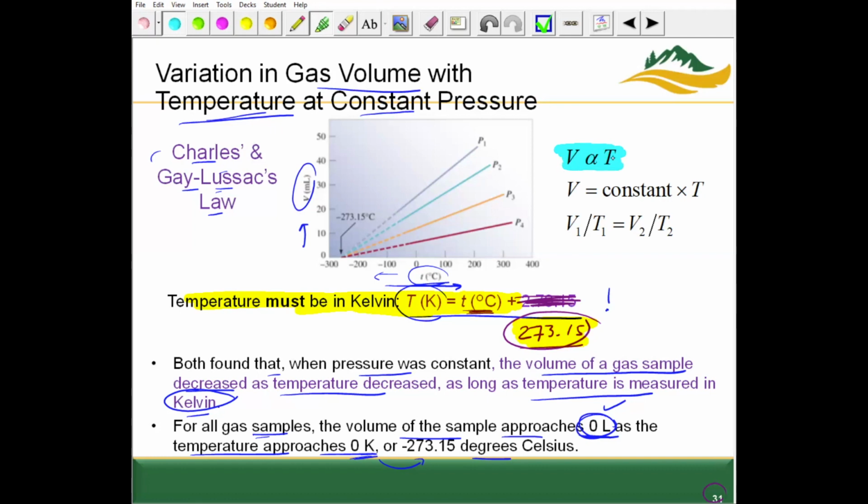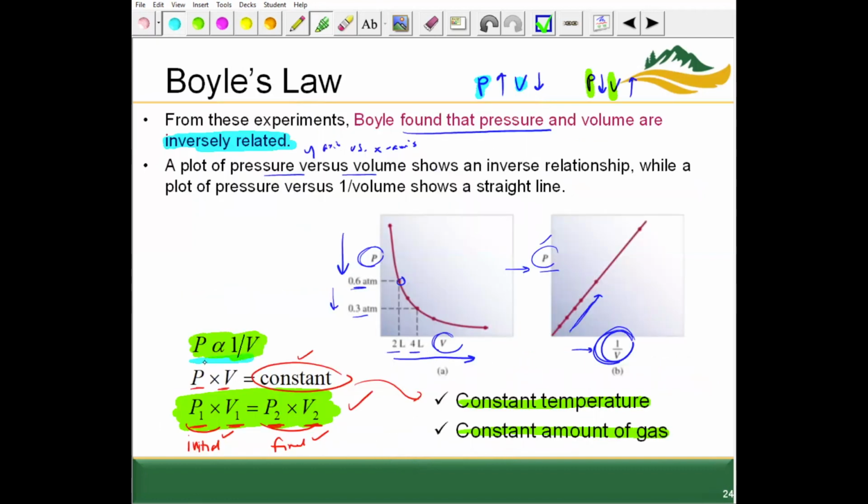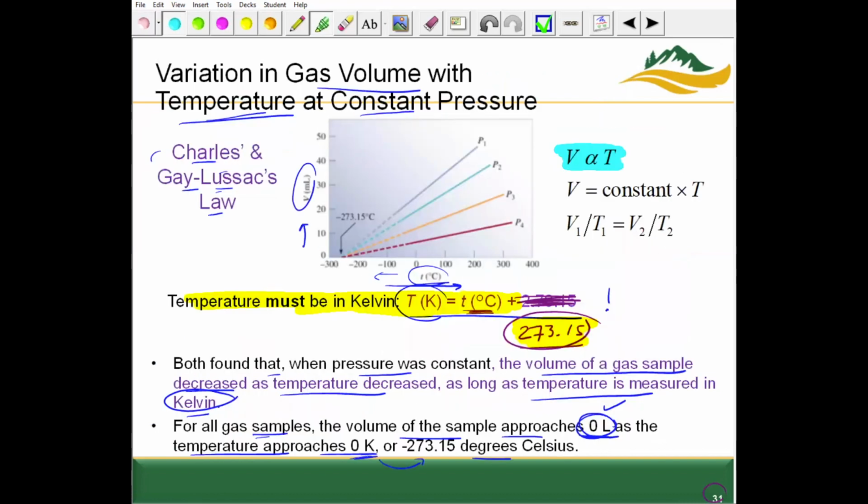Recall for Boyle's law, we had pressure is inversely related or inversely proportional to volume. That was for Boyle's law. So that was the 1/V we saw here. Now though, for Charles' law, these are directly proportional. Volume and temperature, I should say specifically, are directly proportional. Now how this works out is that volume is equal to a constant times the temperature. This holds for final and initial temperatures as well as final and initial volumes.